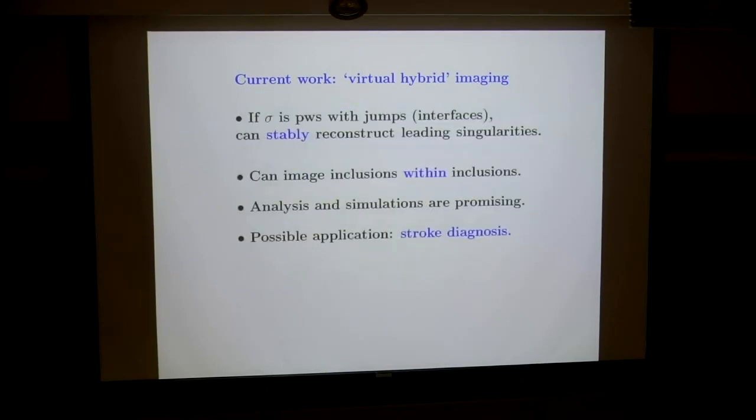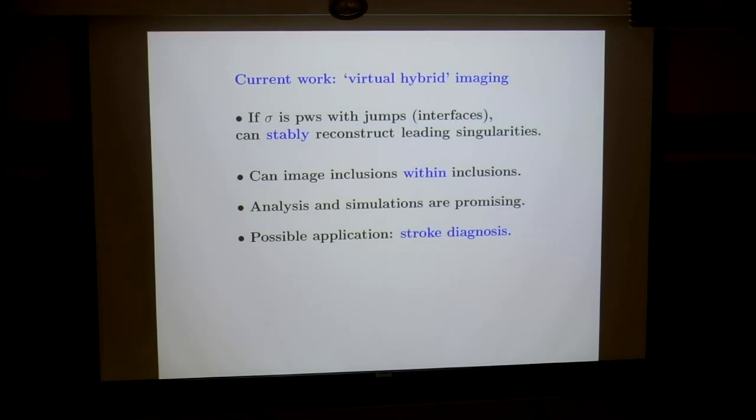So what we will try to do is come up with convincing pictures when sigma is allowed to be piecewise smooth with jumps or interfaces, and then we can stably reconstruct not the entire sigma, but at least the leading singularity, that is to say the locations of the interfaces. Most importantly, as you go across the skull, the connectivity goes down, and then you come out of the skull into the brain, it goes up again. Now the question is, once you hit this inclusion, which could be either an ischemic stroke or a hemorrhage, is the connectivity going up or down? So really all we want to know is the location and even the sign of the change. We don't even care what the quantitative change is, just whether it is positive or negative. So we're looking for very simple information for this application.